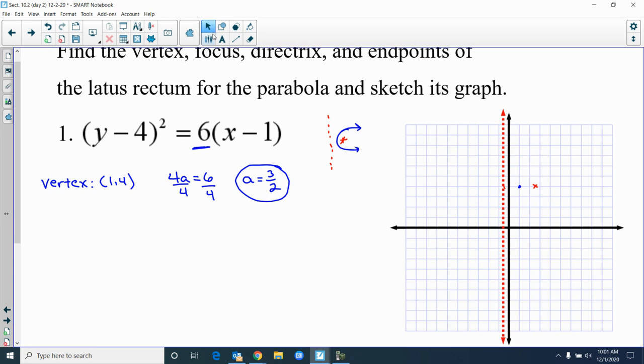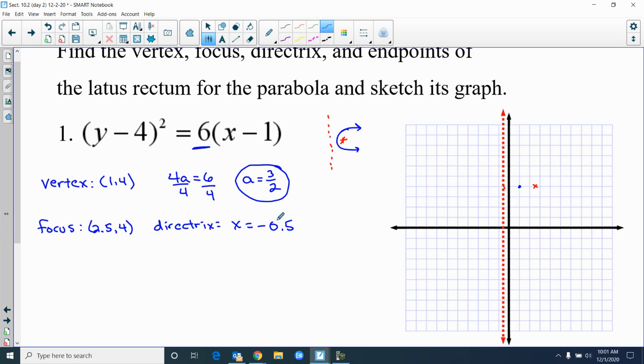Now, we need to list the coordinates for the focus. Since the focus is 1.5 to the right, it's going to be 2.5, 4. Our directrix, remember it's a line and you have to label it as such. It's a vertical line, so it's going to be x equals negative 0.5 or negative 1/2. All right, now our endpoints.